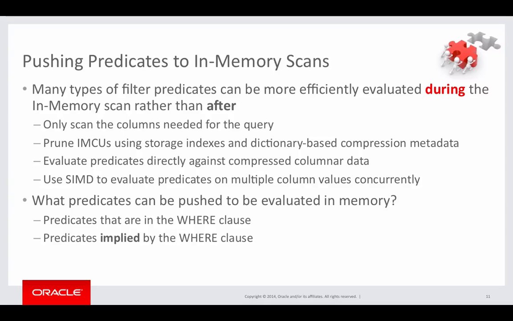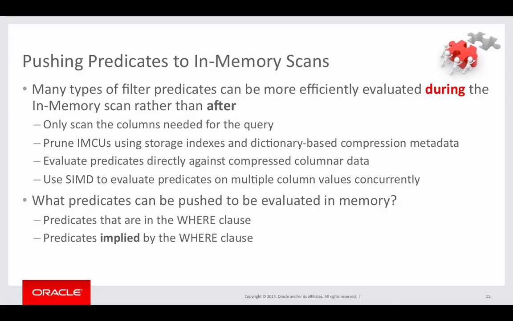So earlier on, I mentioned the fact that the optimizer needs to be able to cost the fact that we can push predicates to be executed as part of the in-memory scan. And by that I mean that your where clause predicates from your queries will actually be evaluated during the scan of the data within the in-memory column store rather than afterwards. So what does that mean? Well, for starters, once we know what columns are in the where clause predicate, we know which columns we need to access from the column store, and we're only going to access them. We also know that based on your where clause predicates, we can take advantage of the storage index and dictionary pruning in order to only scan the IMCUs that hold the values that we're interested in for this query.